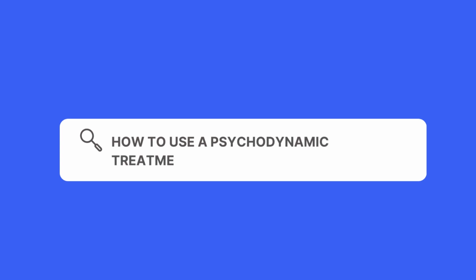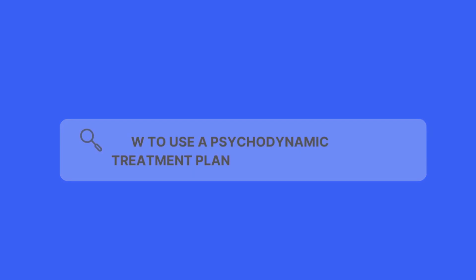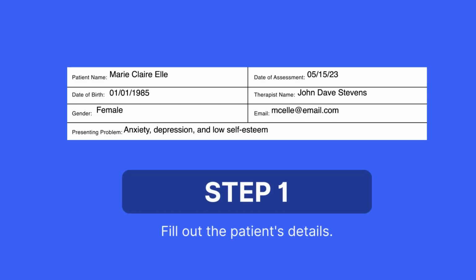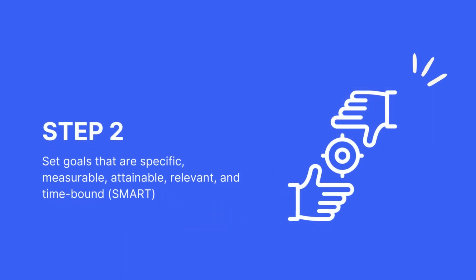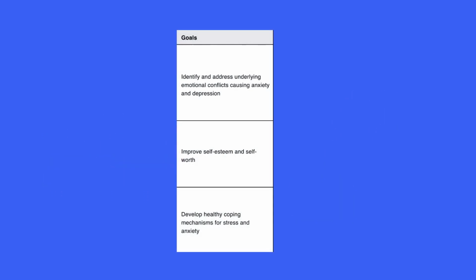Download the Psychodynamic Treatment Plan off our Carepatron platform, which you can find in the description. Fill out the patient's details in the assessment as shown on the screen. The first step is to set goals that are specific, measurable, attainable, relevant, and time-bound. Use the sample goals in the Psychodynamic Treatment Plan as a guide and work with your patient to refine these goals to meet their unique needs and preferences.